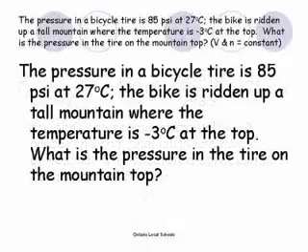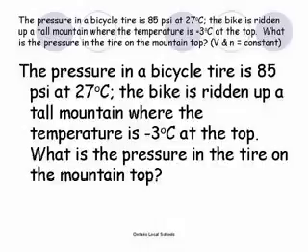Let's look at another problem. Here we have the pressure in a bicycle tire is 85 pounds per square inch at 27 degrees Celsius. The bike is ridden up a tall mountain where the temperature is -3 degrees Celsius at the top. What is the pressure in the tire on the mountain top?